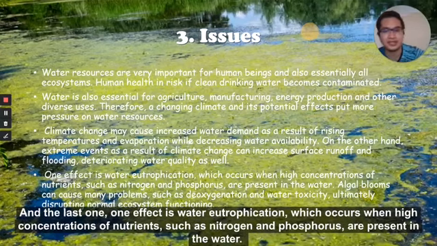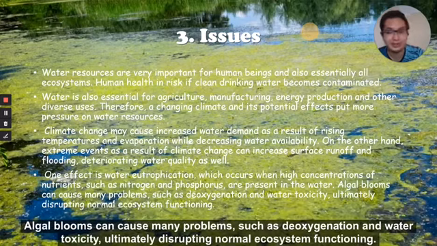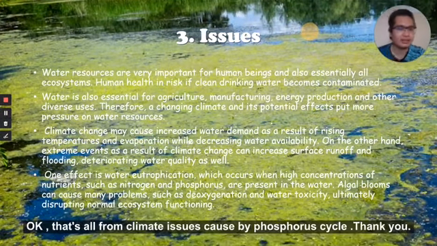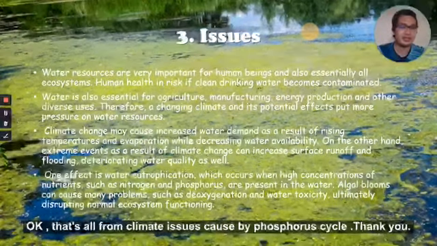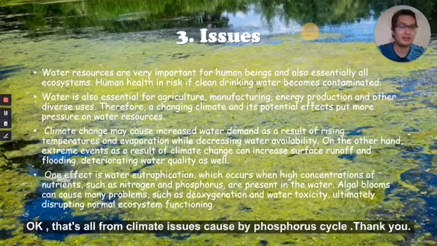And the last one is water eutrophication, which occurs when high concentrations of nutrients such as nitrogen and phosphorus are present in water. The algal bloom can cause many problems, such as deoxygenation of the water and water toxicity, ultimately disrupting normal ecosystem functioning. Okay, that's all from the climate change issue caused by the phosphorus cycle.